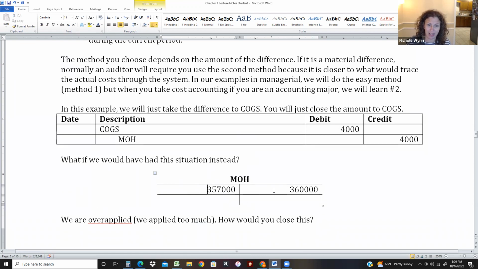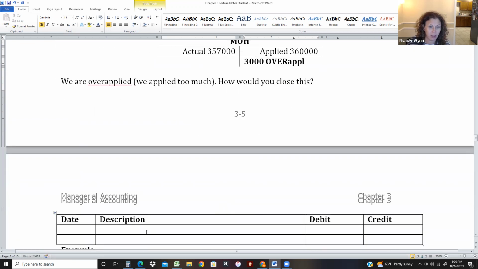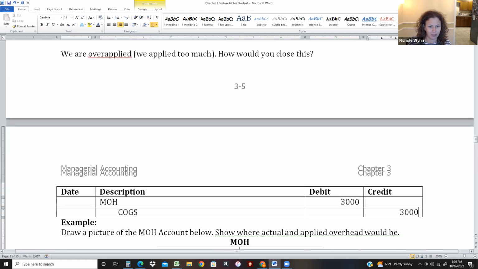So now what I want to look at is what if I had this situation? So I had actual of 357 and applied of 360. So in this case, I applied too much. I have 3,000 over applied. So to get rid of it, I need to debit MOH and credit COGS for 3,000 to get rid of the balance. Okay. So now we can do another example of this before we move on to doing all of the entries.